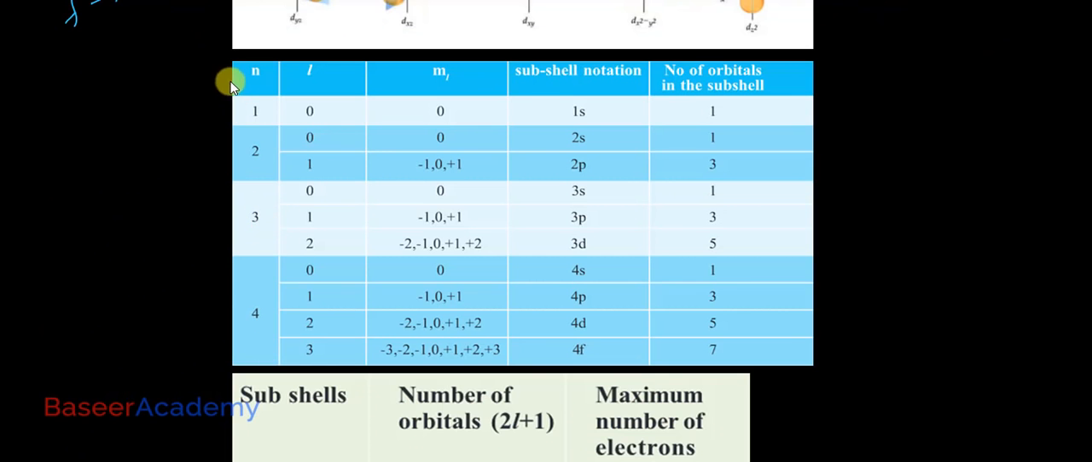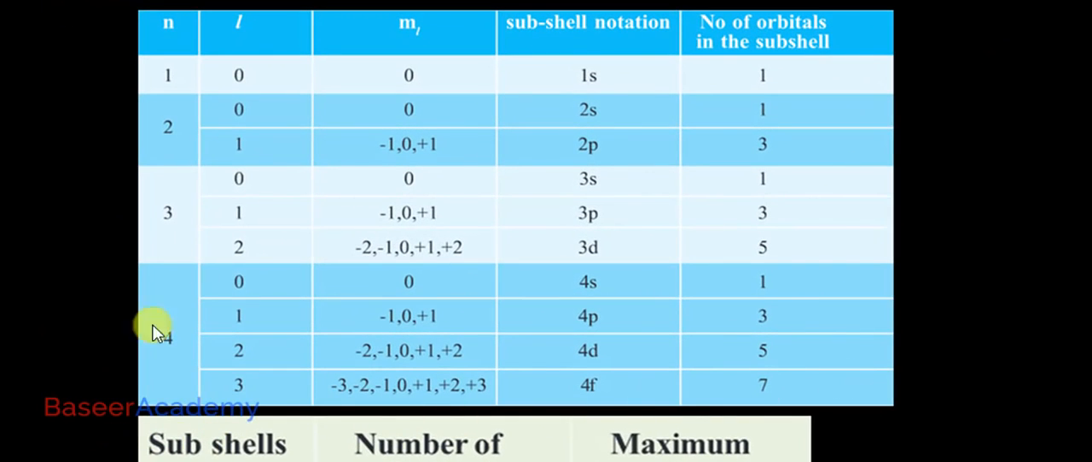Let us now try to understand this table right here. N is equal to 1. N represents the orbit, or the shell. The first orbit will have only one subshell, right? Orbit is also known as shell. So the first shell will have only one subshell. The second shell will have two subshells. The third shell will have three subshells: 1, 2, 3. The fourth shell will have 4 subshells, right?